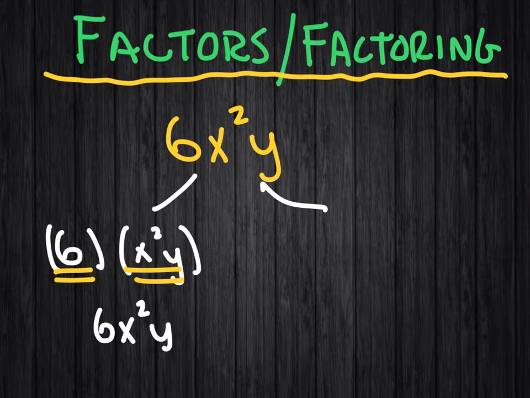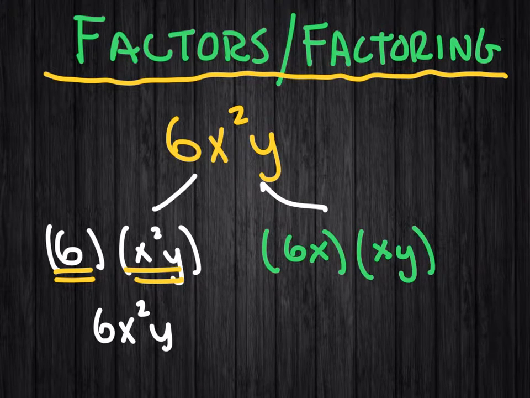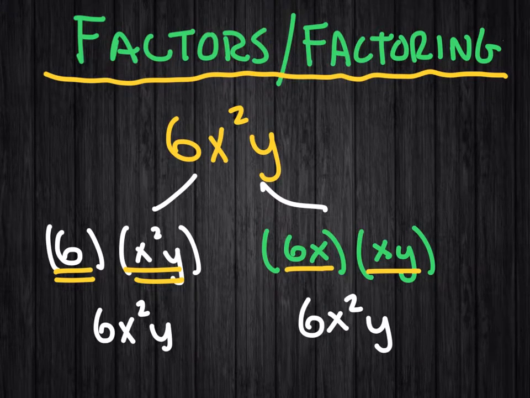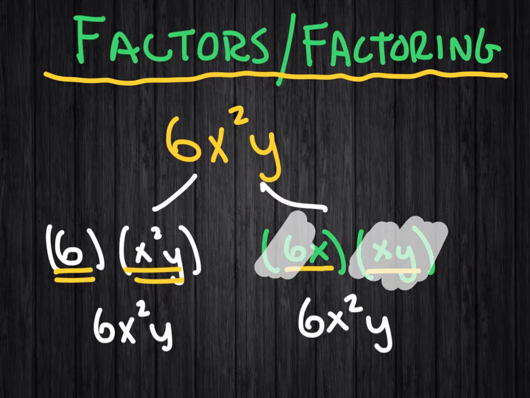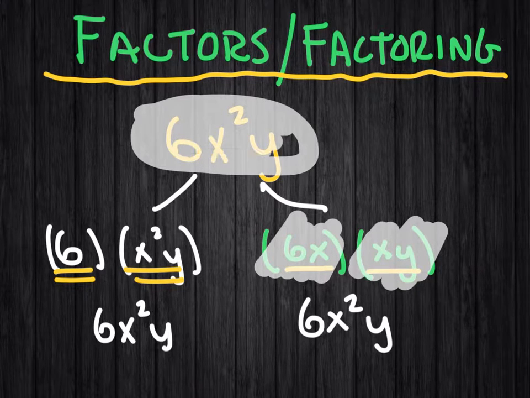How about another one? Let's try 6x as one of the factors and xy as the other factor. Well, 6x and xy, if you multiply those together, you get 6x squared y. These are factors, and so we get this idea of there's one factor, there's the other factor, because together they multiply to obtain the overall goal of 6x squared y. So let's look at some other cases of what it means to factor. Let me show you another one.